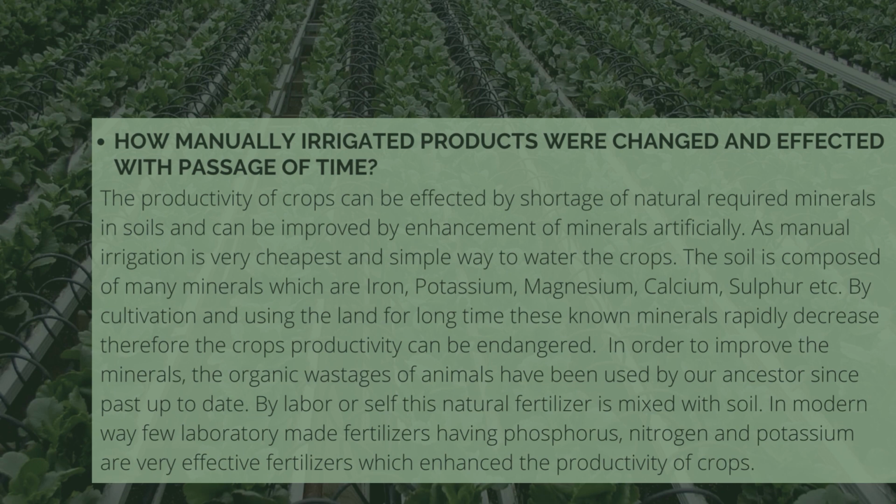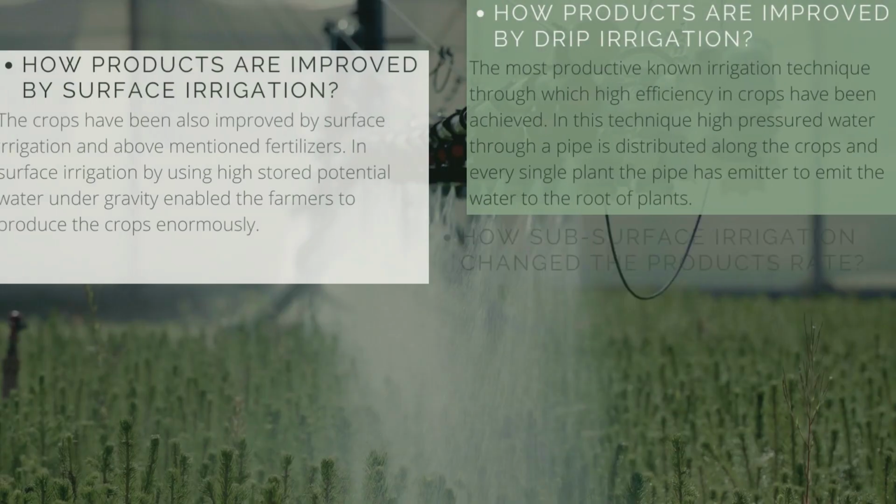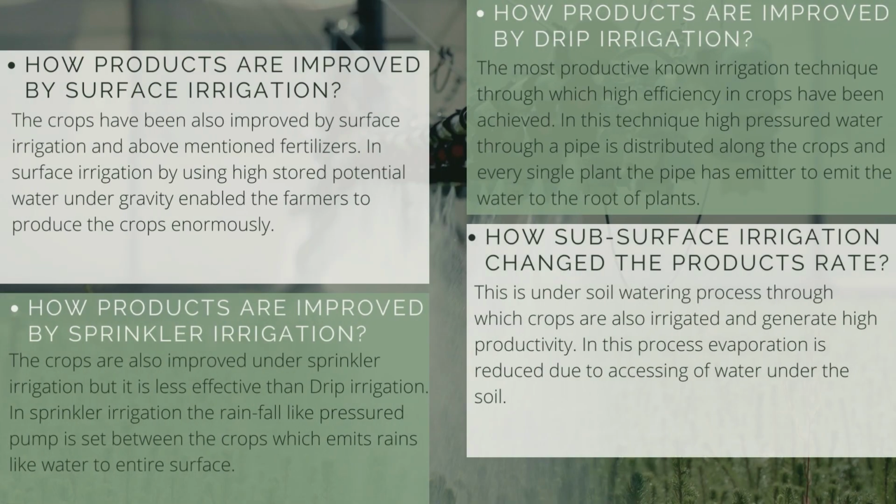In order to improve the minerals, the organic wastes from animals have been used by ancestors since ancient times. By labor or by themselves, this natural fertilizer is mixed with soil. In modern days, a few fertilizers having phosphorus, nitrogen, and potassium are effective, which enhance the productivity of crops. The crops have also been improved by surface irrigation and the above mentioned fertilizers.